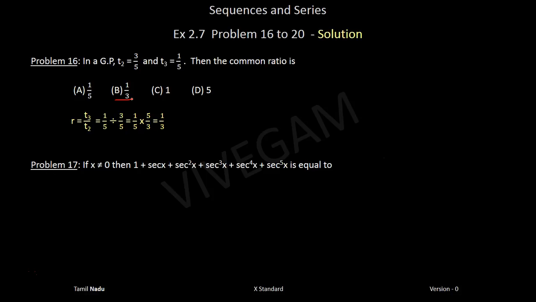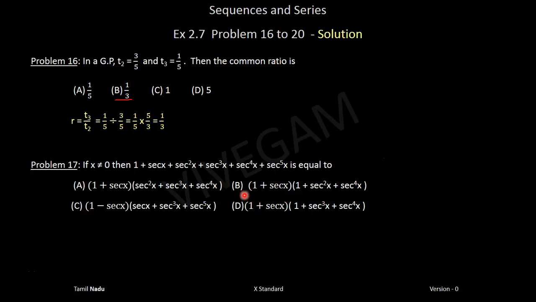If x not equal to 0, then 1 plus secant x plus secant square x plus secant cubed x plus secant to the power of 4x plus secant to the power of 5x is equal to, we are given various options. But if you look at all these options, basically they have taken 1 plus secant x or 1 minus secant x out, and then we got remaining 3 terms.